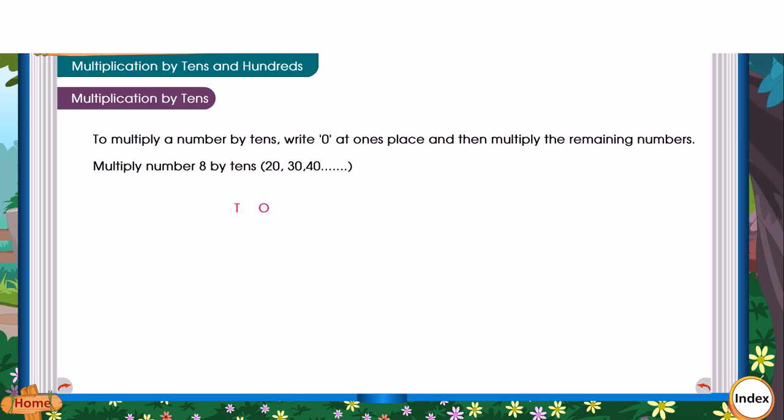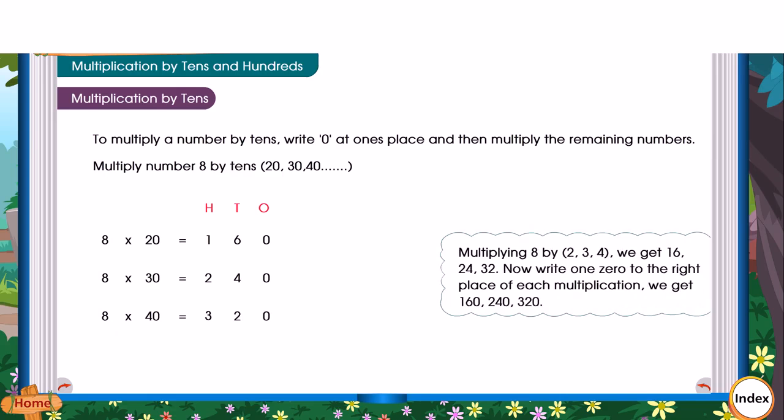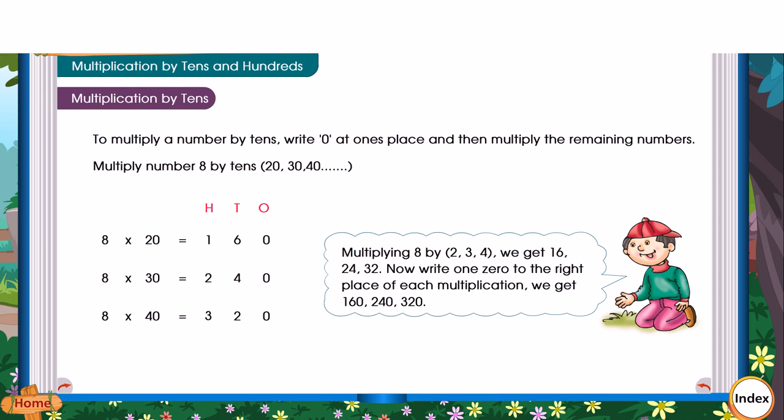8 into 20 is equal to 160. 8 into 30 is equal to 240. 8 into 40 is equal to 320. Multiplying 8 by 2, 3, 4, we get 16, 24, 32. Now write 0 to the right place of each multiplication. We get 160, 240, 320.